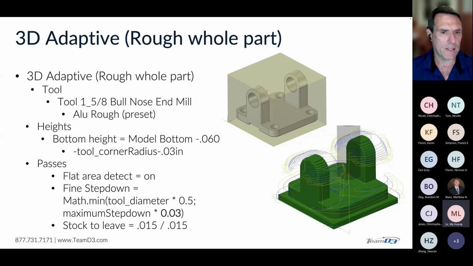In some cases, such as for heights, you can just simply put in -0.06 for that bottom height below the model bottom. Oh, I missed a step. Let me correct this. I missed this bottom line here.